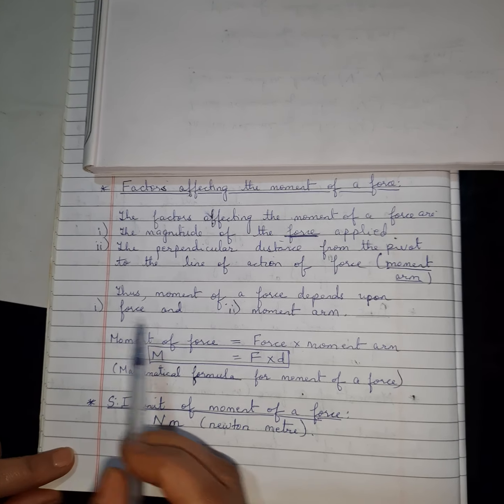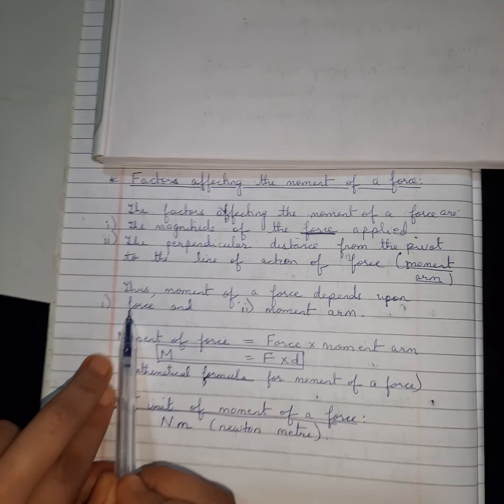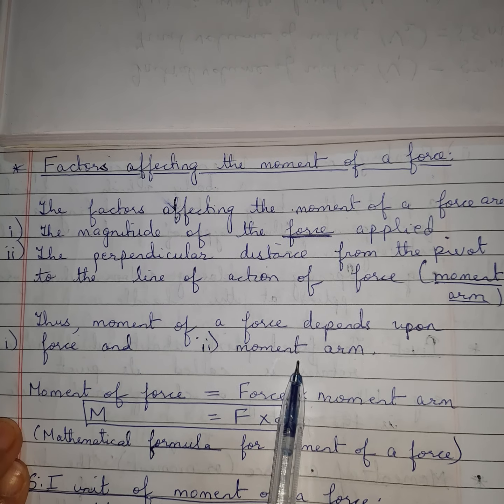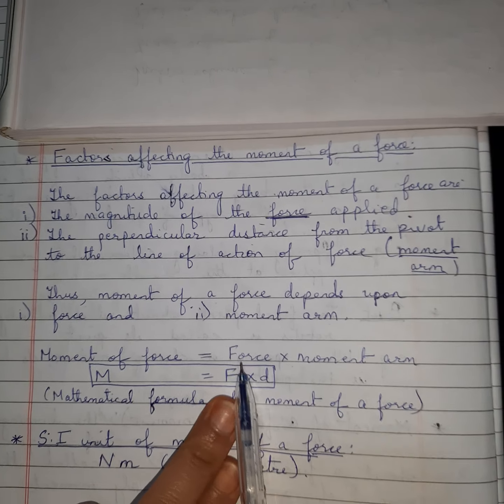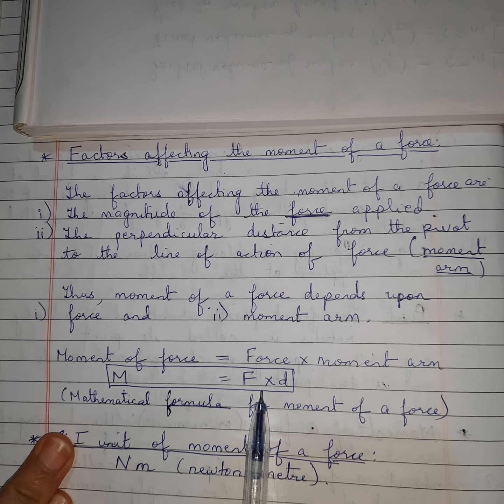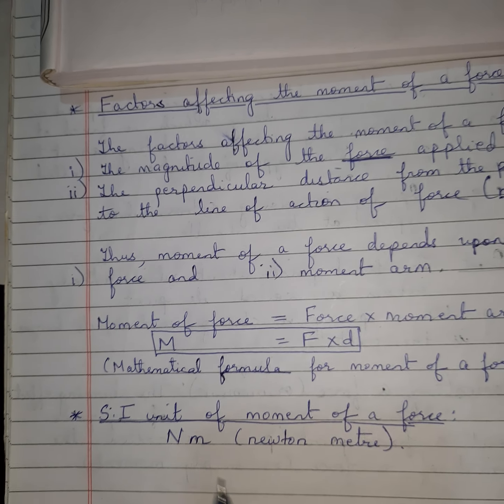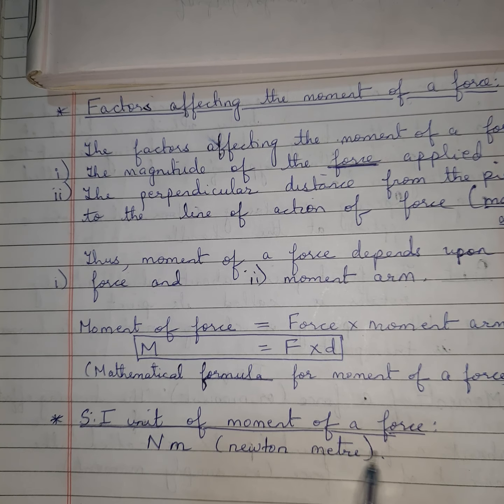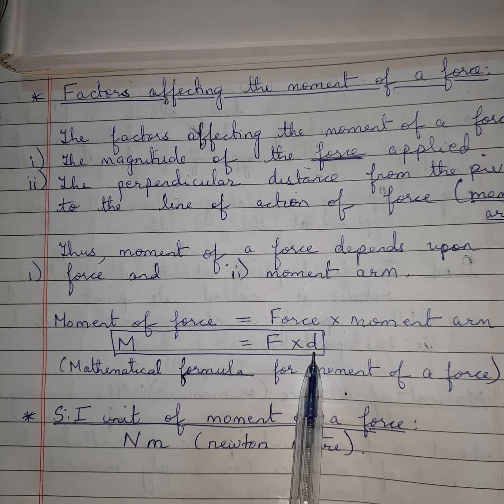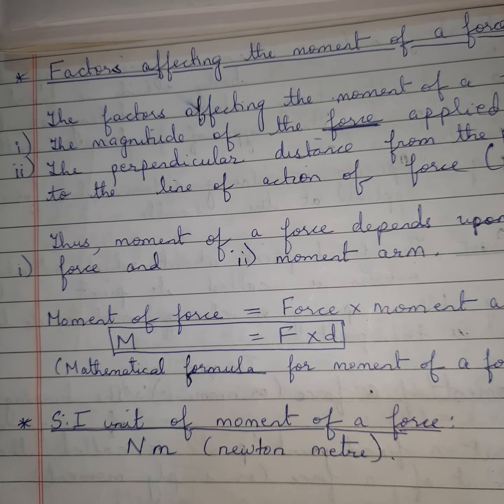So we have two factors here which decide the amount of moment of force produced. The two factors, you can see here: one is the force and the second one is the moment arm. Compiling these two, we can get the formula for moment of force, which is simply the multiplication of force and the moment arm. In short, I can write it as M = F × D. This is the formula for moment of force. And talking about the units, the SI unit of moment of force, from the formula, you know the unit of force is Newton, the unit of distance is meter. Multiplying these two, you will get the SI unit of moment of force as Nm, which is Newton meter.